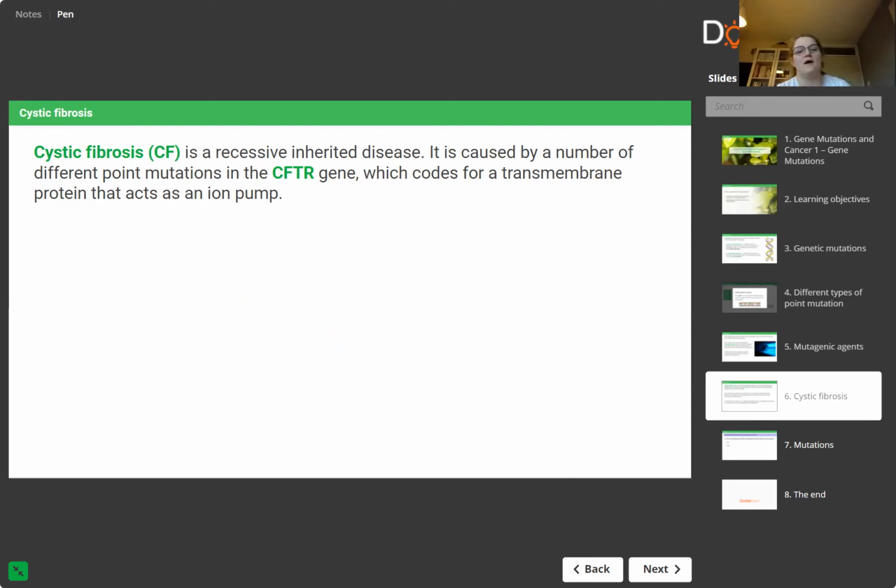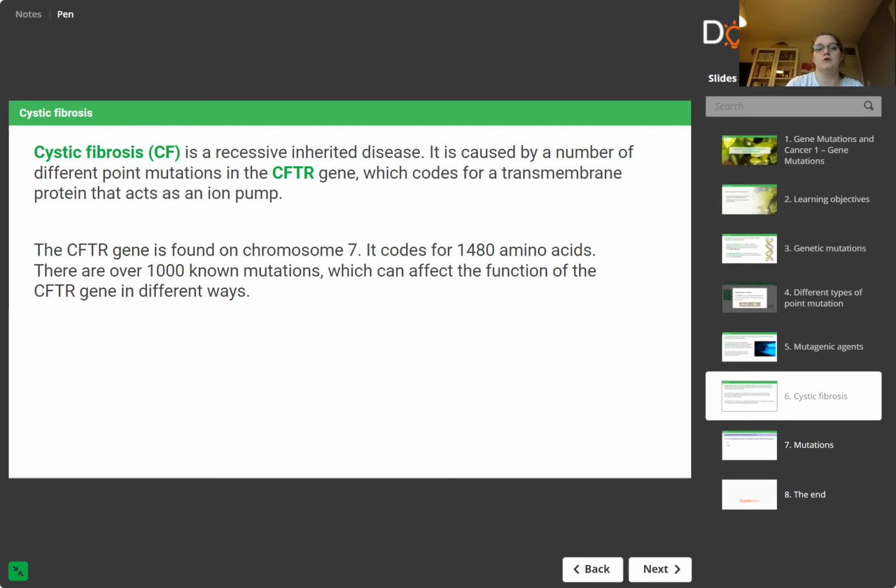So cystic fibrosis is caused by a number of different point mutations in the CFTR gene. Lots of diseases aren't actually caused by one mutation, but by quite a lot of different ones. The CFTR gene is all about mucus production, and it codes for a transmembrane protein called the CFTR protein, which acts as an ion pump. This ion pump is to do with sodium, and it controls how much salt is coming in and out. That salt control and concentration affects how much mucus our body produces. A fault in the ion pump causes people with cystic fibrosis to produce too much mucus.